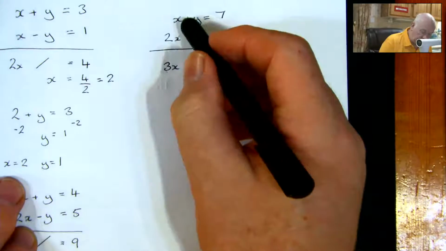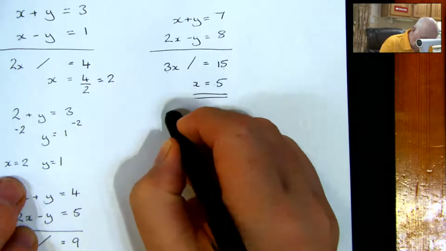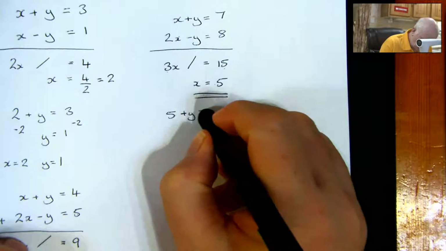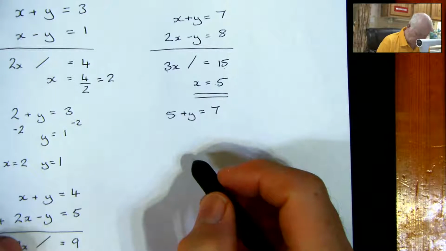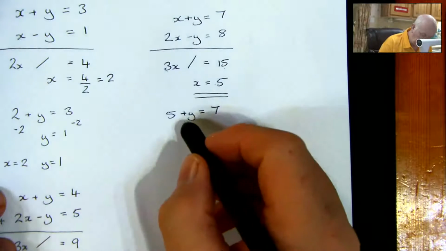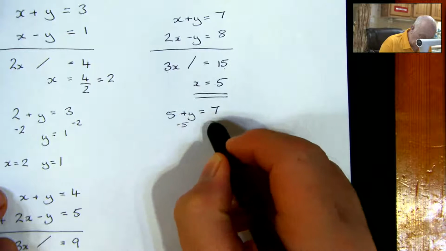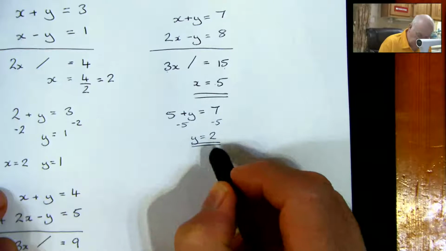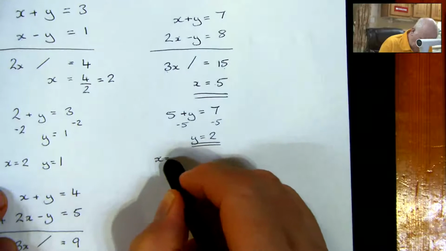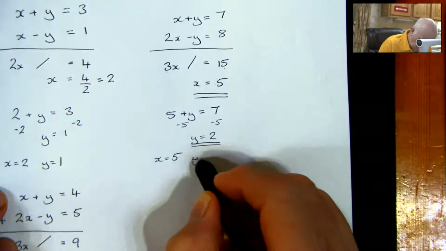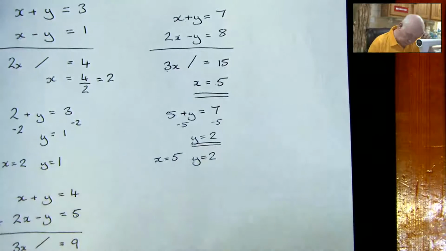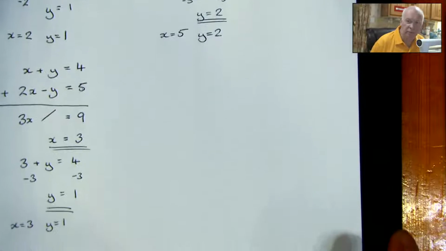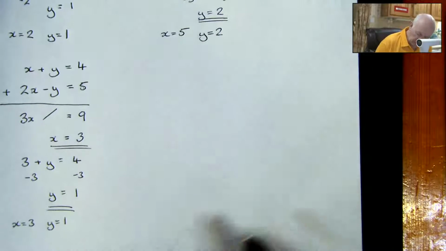Take our x, let's put it in there. So we've got 5 plus y equals 7, and we can simply then take the 5 away from both sides, and we get y equals 2. So x equals 5 and y equals 2. Basically, it's the same way of doing each type of equation.